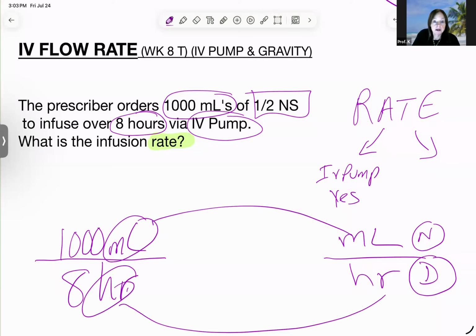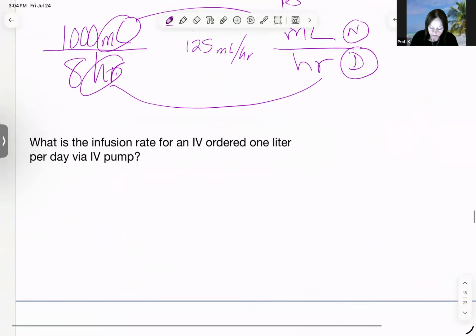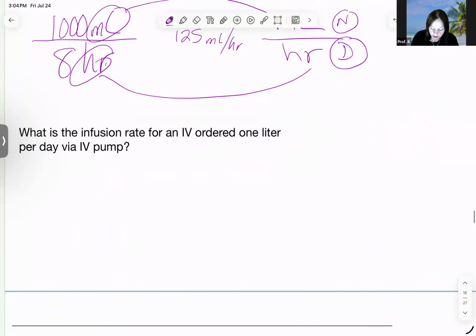So what am I going to put into the IV pump? What's the answer? 125 milliliters per hour. That's it. That's the answer. I'm going to go and put 125 milliliters an hour. So in the pump, I'm going to press 1, 2, 5 and start. And that patient will receive 125 milliliters an hour. And that means in 8 hours, they would have gotten 1,000 milliliters. So what's the answer to this one?